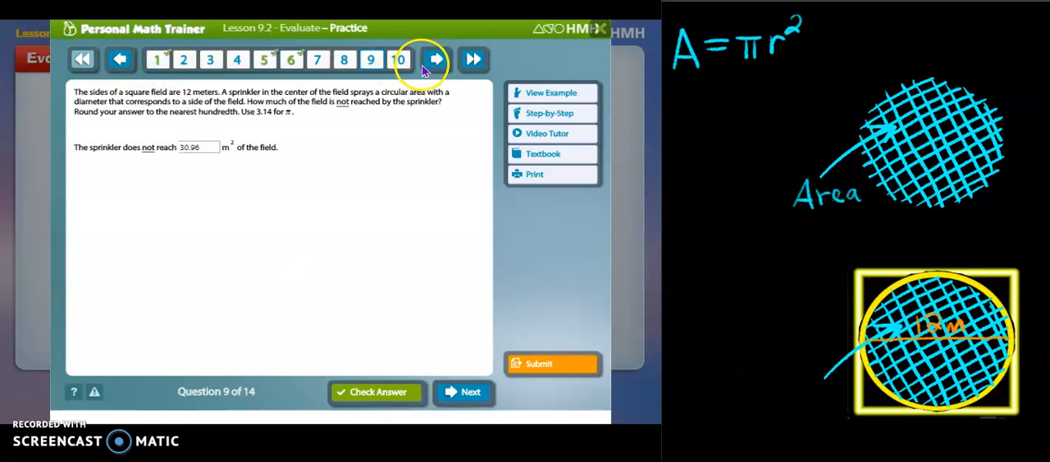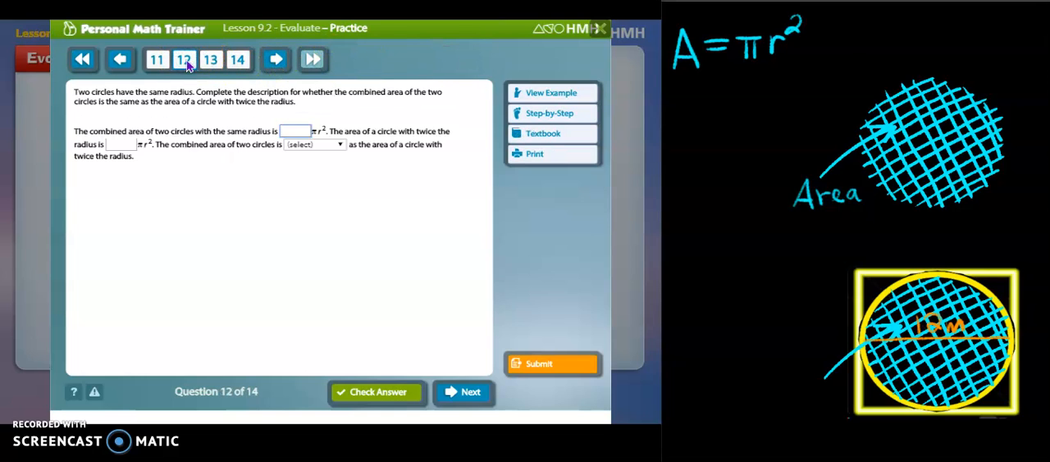I'm only going to have a couple more problems to do for you because I'm kind of running out of time. So we're going to actually skip ahead to number 12.